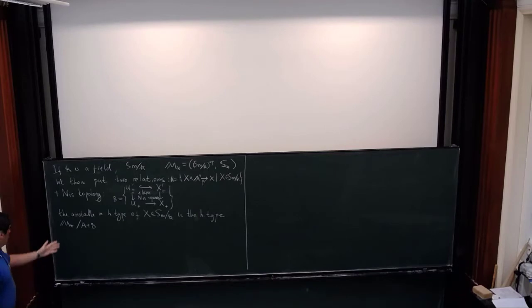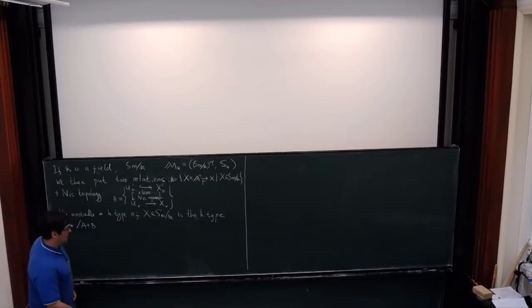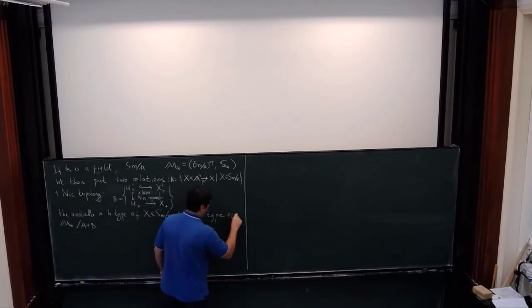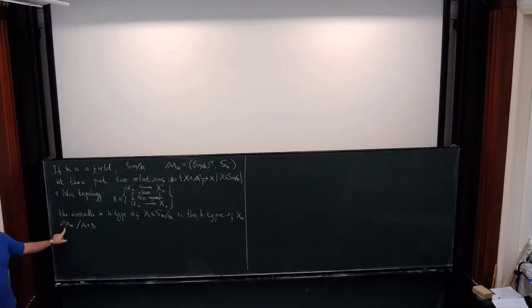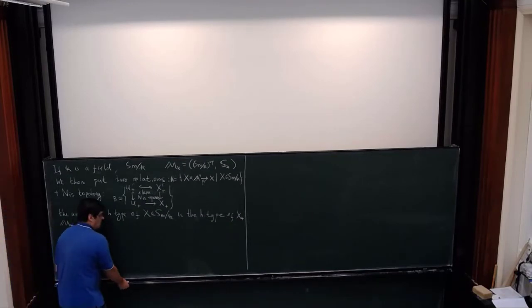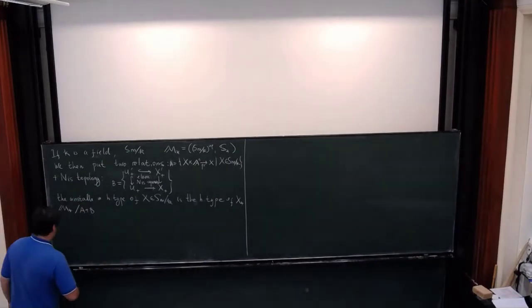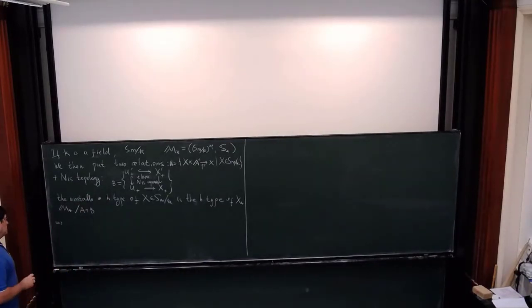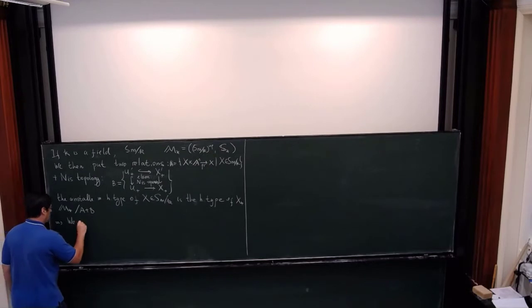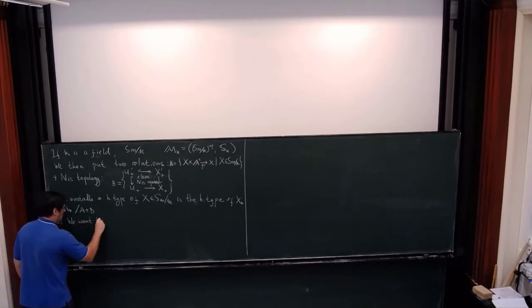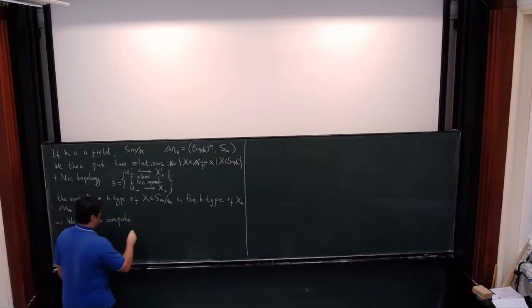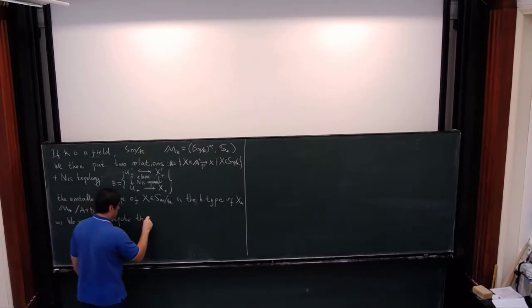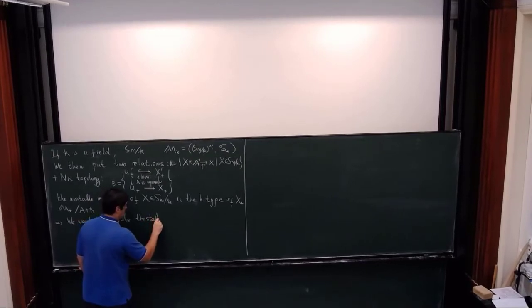And the unstable homotopy type of a variety is the homotopy type of the pointed object X plus in this category. Yeah, and well, then the next step is we want to compute the stable. Yes, please.